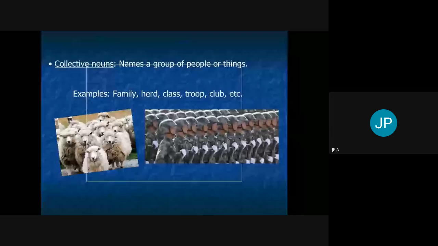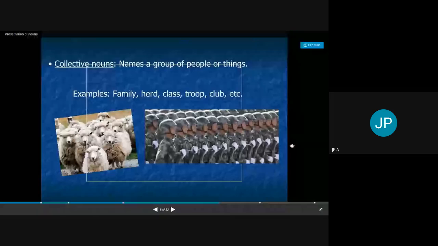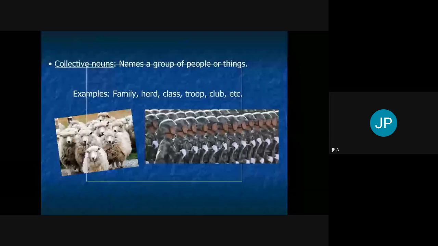So these are some common collective nouns. What do we call birds? The collective noun of birds. It begins with F. Yes, flock. So flock of birds. So these are the different collective nouns.